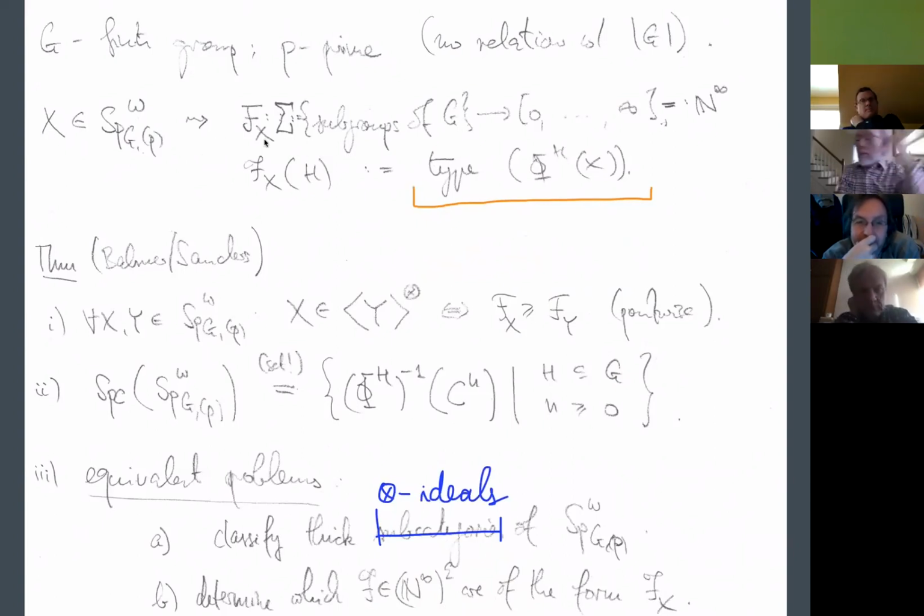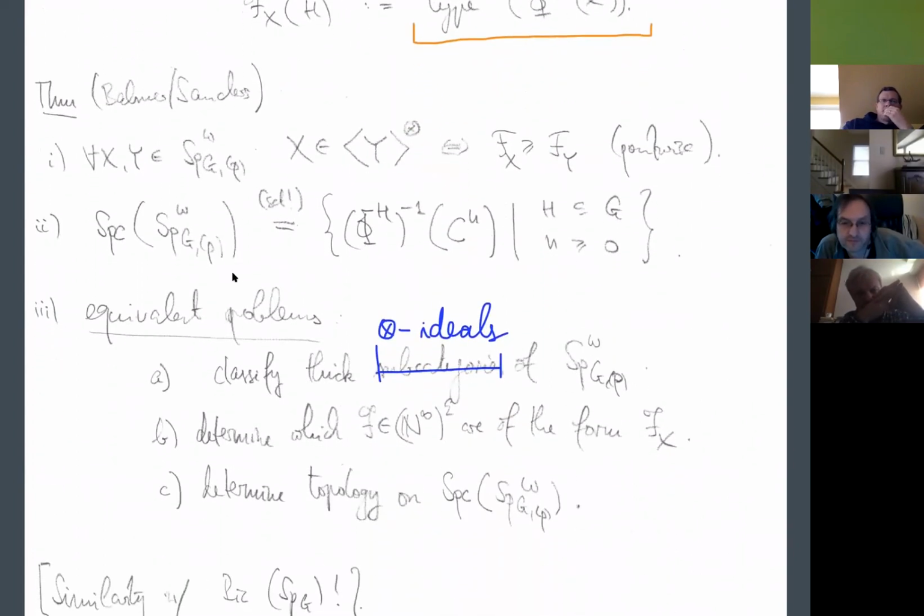I attach to this X a function f of X, which goes from subgroups of G to natural numbers, including 0 and infinity, and it assigns to a subgroup H the type of the geometric fixed point functors. So given a finite G complex X, I remember the type of all its geometric fixed points. And using this terminology, I'm still trying to classify all the objects of compact p-local G spectra up to this equivalence relation of generating the same thick tensor ideal.